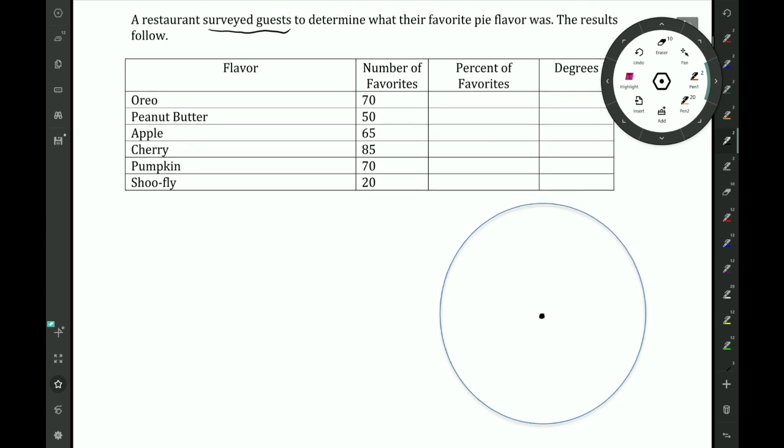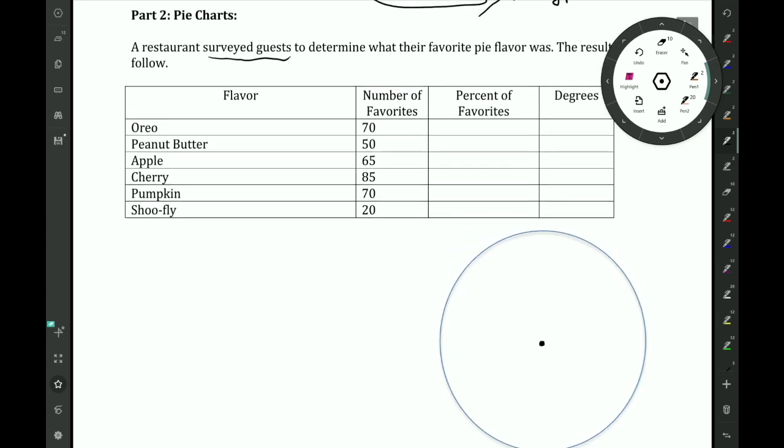But to take our information and make a pie chart out of it, you just need to do a few things. First, you're going to want to tally up all of your favorites, or in this case, all the numbers. We're going to tally them all up. I took the liberty, and so conveniently, it adds to 360. Yes, it kind of helps out with the circle. It won't always equal that.